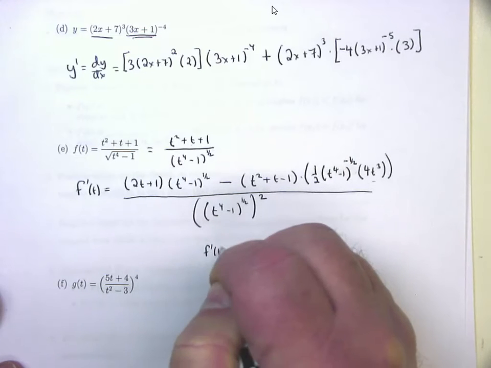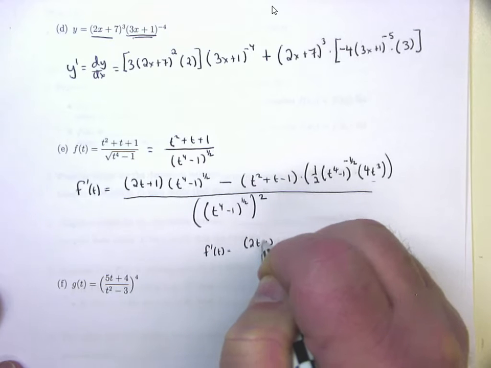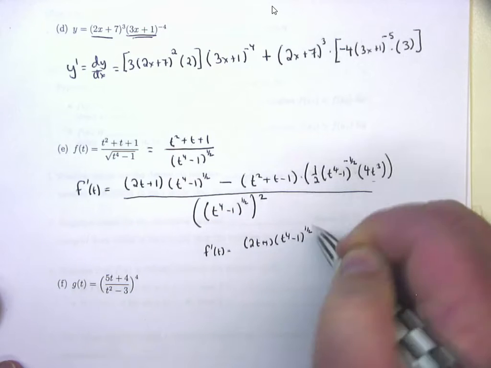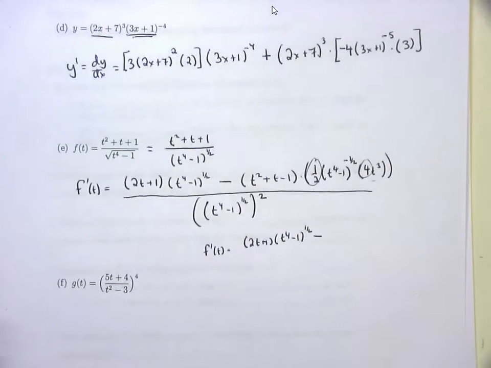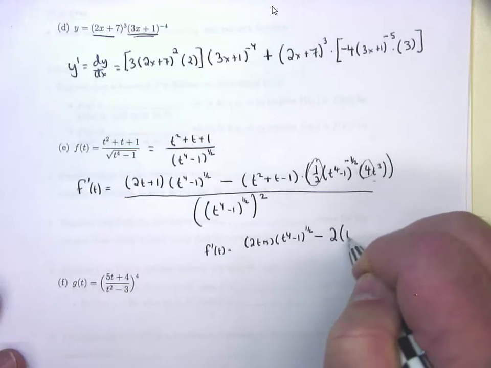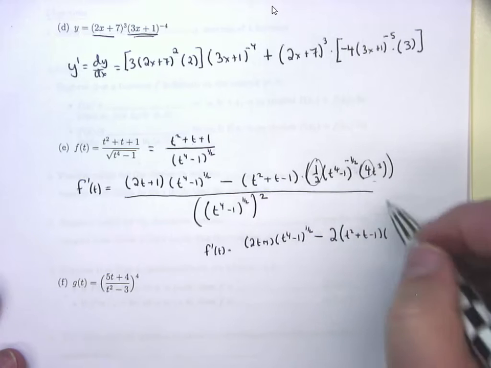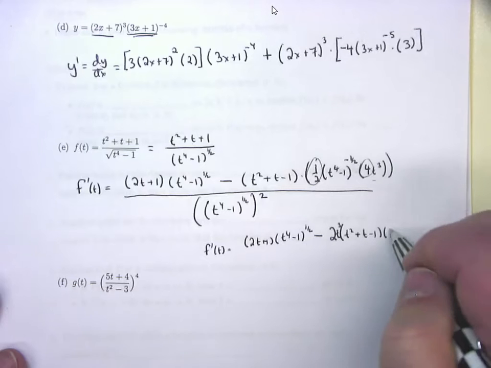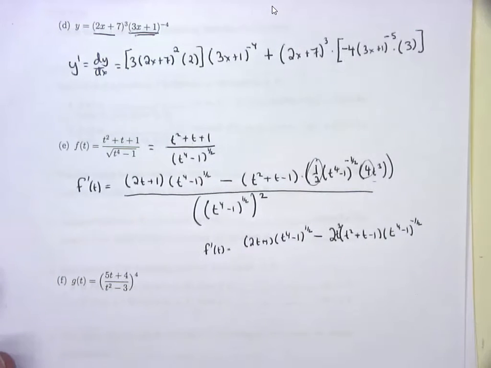F prime of t would be, I would write it like this, 2t plus 1 times t to the fourth minus 1 to the 1/2 power minus, and I will put my constants together. What is a 1/2 of 4? 2, I can stick him out front here. 2 times the t squared plus t plus 1 times, and I could put the t cubed up here too, t cubed right there, and times the t to the fourth minus 1 to the negative 1/2 power. And that's the best I would do to it.